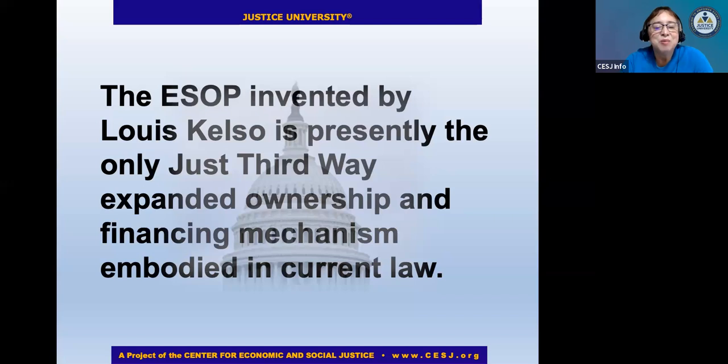It's the only one in implementation of the just third way mechanisms. The CLDC has gotten into law in Missouri, so it's a very important first step, and we want to replicate this throughout all 50 states, but ultimately we want the idea of the CLDC to be universally accessible, not only in this country, but throughout the world.